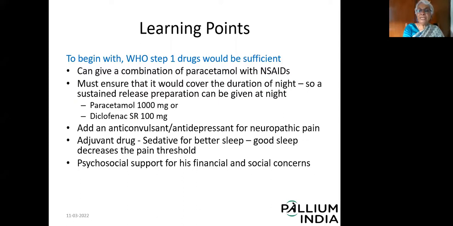So you can give a combination of paracetamol with NSAIDs, but because his pain was more at night, you can give a sustained release preparation at night, like paracetamol 1000 mg or diclofenac SR 100 mg. Okay, so that will tide over the night. You can also add an anticonvulsant and antidepressant drug for the neuropathic pain. We can give an adjuvant drug like a sedative so that he gets a good sleep, and also it can help in allaying his anxiety. And very importantly, we have to address his psychosocial concerns as well.